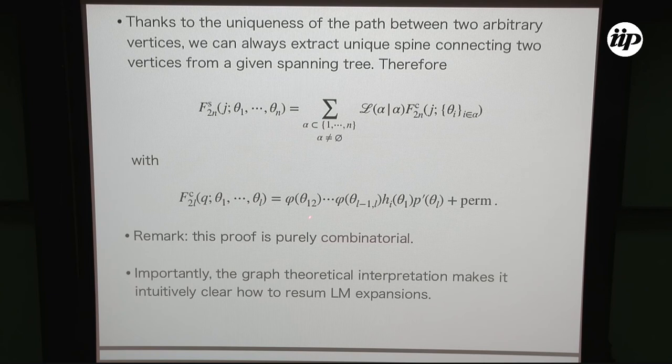But what I can certainly do is to take a non-relativistic limit to get an expression for the non-relativistic case. And the power of this kind of resummation is aided by the graph theoretical interpretation, and it is also intuitively clear how to do this resummation. So this is a kind of virtue of this approach.